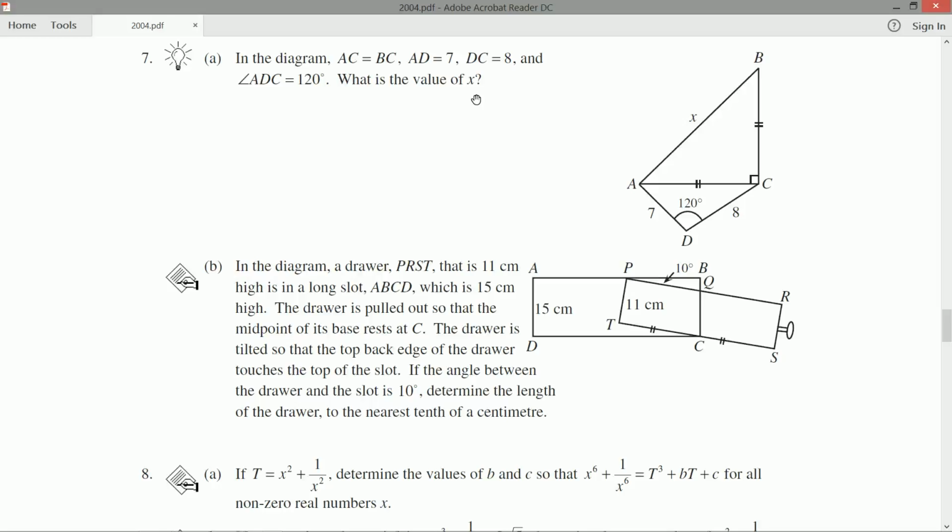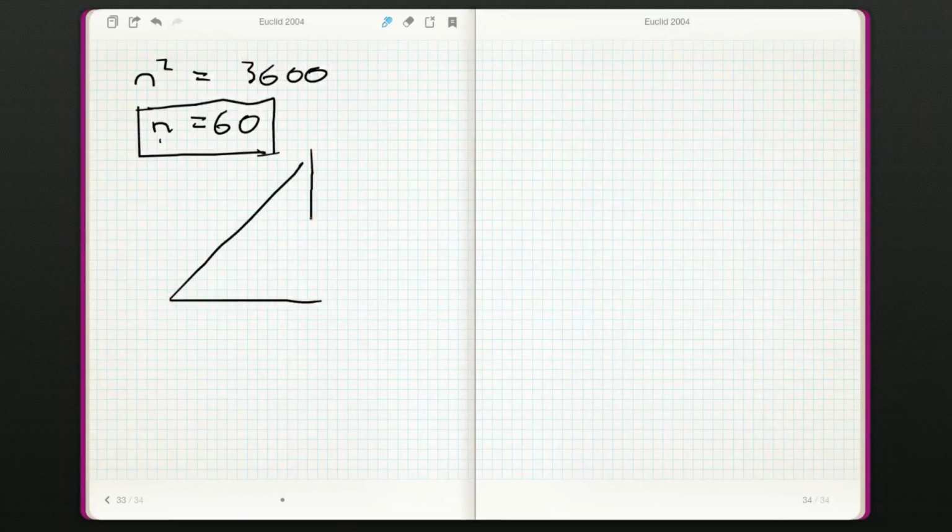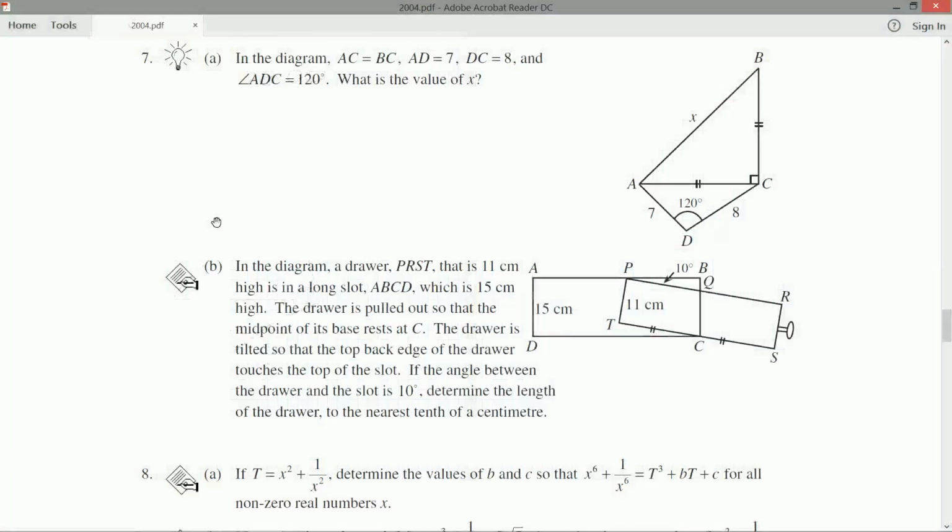Okay. Seems like a very quick cosine law almost. Well, it's a light bulb question, so I'm not going to dwell on that. Let's just redraw the picture. I have a little space here under our question number 6. So we have a right angle, and we've got 7 and 8. 120 degrees here, and we want X, and I think that's it, right?